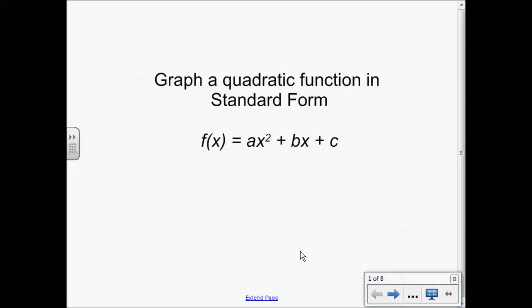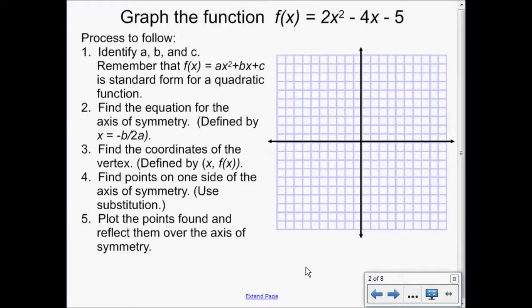Let's look at how to graph a quadratic function when it is given to us in standard form. Standard form is f of x equals ax squared plus bx plus c. The process that we're going to follow is we're going to first identify a, b, and c. Then we're going to find the equation for the axis of symmetry. We're going to find the coordinates of the vertex. We're going to find points on one side of the axis of symmetry. And then we're going to plot those points and actually graph our quadratic.